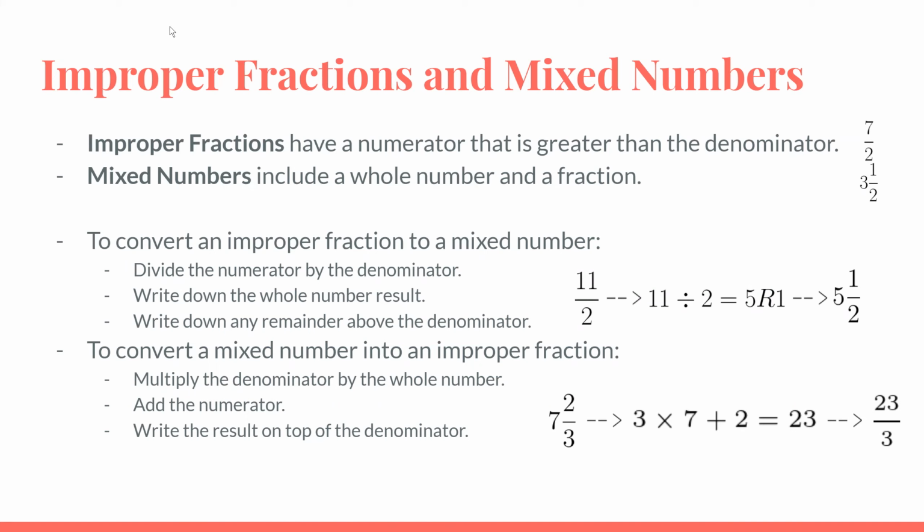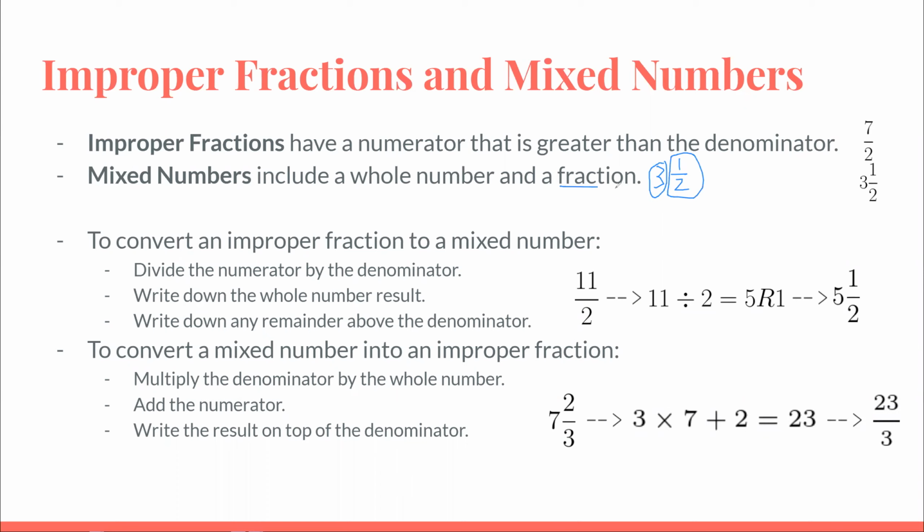Let me just write that mixed number more clearly. And so in this case, 3 is the whole number, and then 1 upon 2 is the fraction. See, fraction, and then whole number.